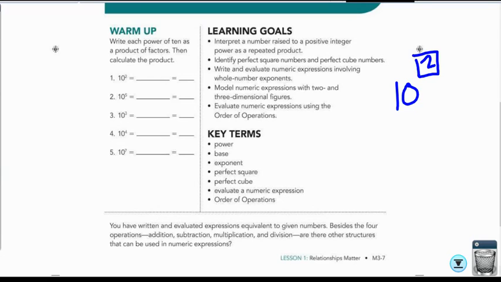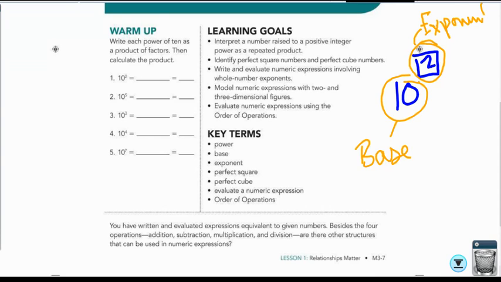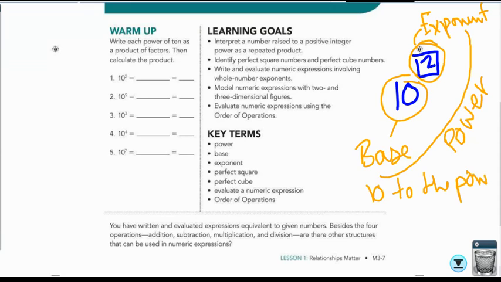This bottom section, which I'm going to highlight in orange, is called the base. This top section, which is this 2, is called the exponent. And together, these two things make what's called a power. And the way we would read this is we would say 10 to the power of 2.